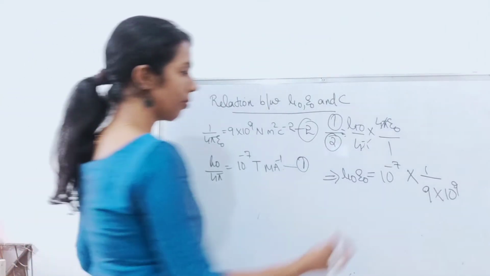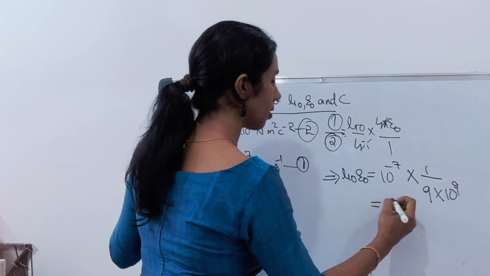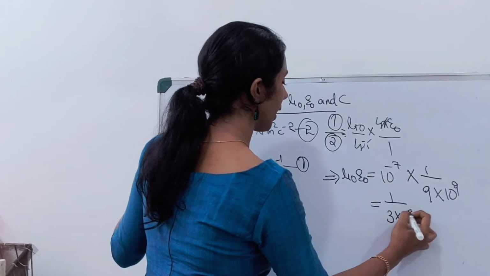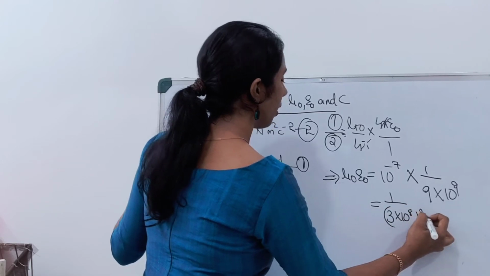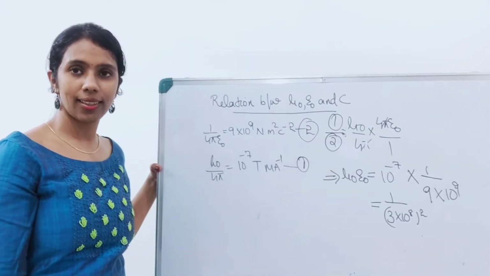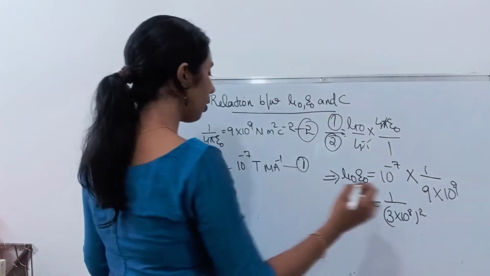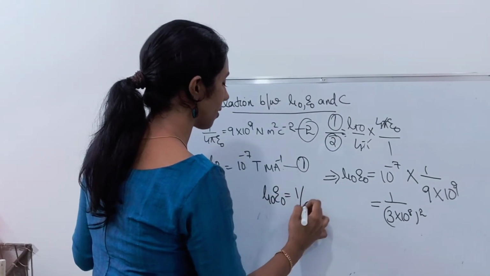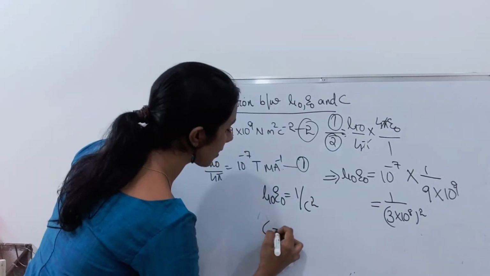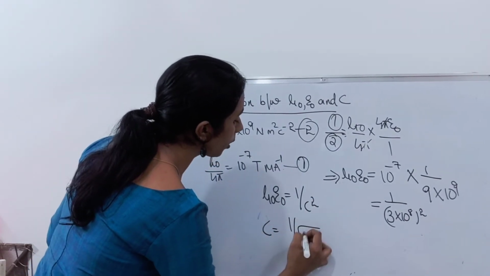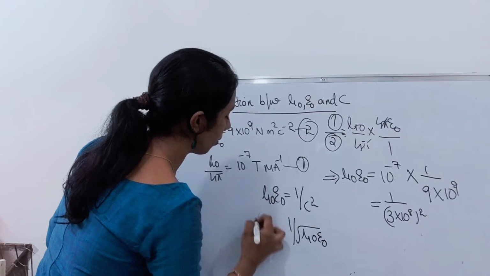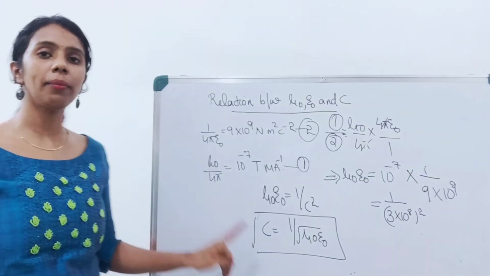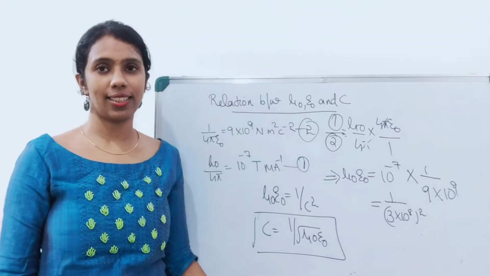Doing the calculation, we get mu 0 epsilon 0 as 1 divided by 3 into 10 raised to 8, the whole square. Now what is 3 into 10 raised to 8? It is nothing but c. So here you get the equation mu 0 epsilon 0 is equal to 1 by c square, or c is equal to 1 by root of mu 0 epsilon 0. This is the relationship between the velocity of light, permeability and permittivity.